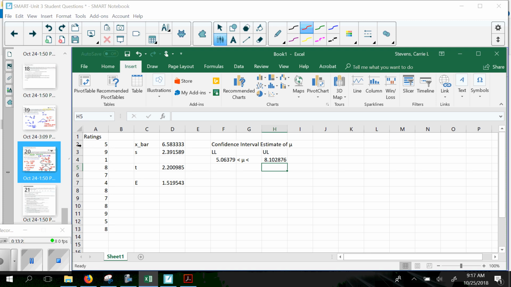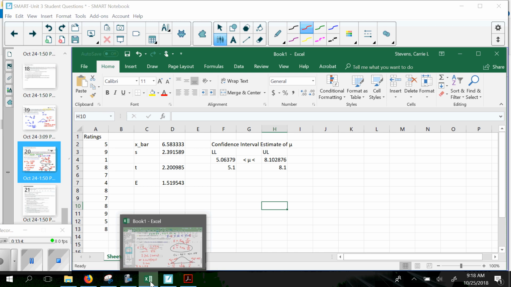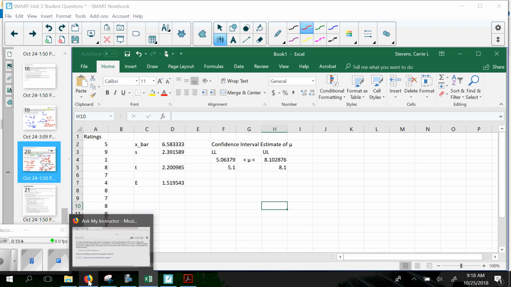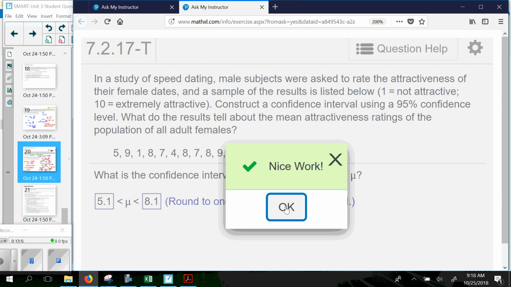And then we will round off one place more than the original data, because that's the round off rule for measures of center and measures of variation. So I'm going to go ahead and do that. So final answers will be 5.1 and 8.1 as the boundaries for my confidence interval. So let me go ahead and try to enter that. 5.1 and 8.1, was it? Let me just double check that. Yes, okay. And that's that.